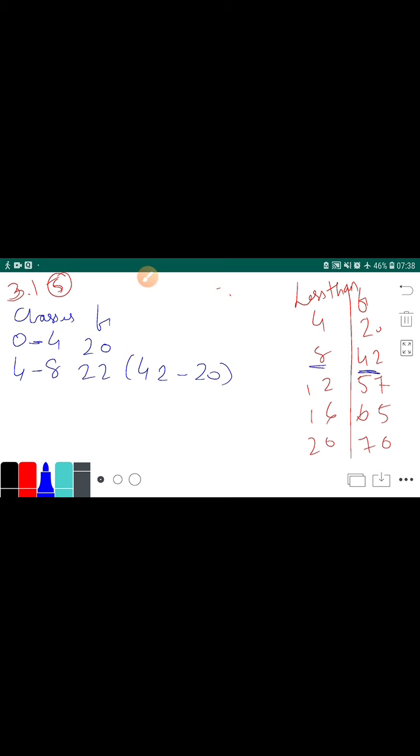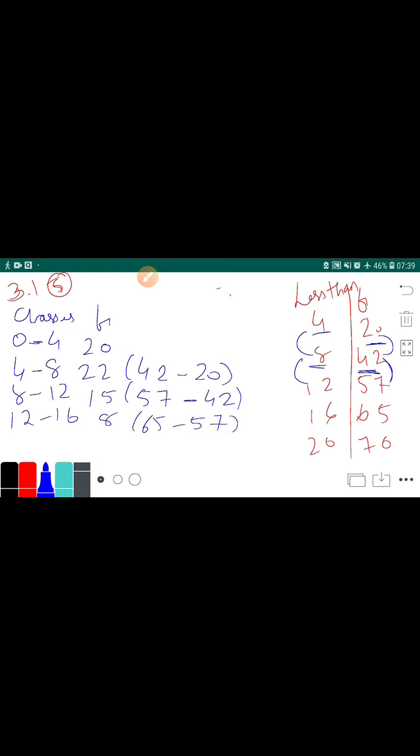Now I'll do the class 8 to 12. This should be the gap between 42 and 57. So frequency you have to take like this, 57 minus 42, that is 15. Then 12 to 16, it's 65 minus 57, this is 8. And then the last class 16 to 20. You have to make classes like this and frequency like this, 70 minus 65.